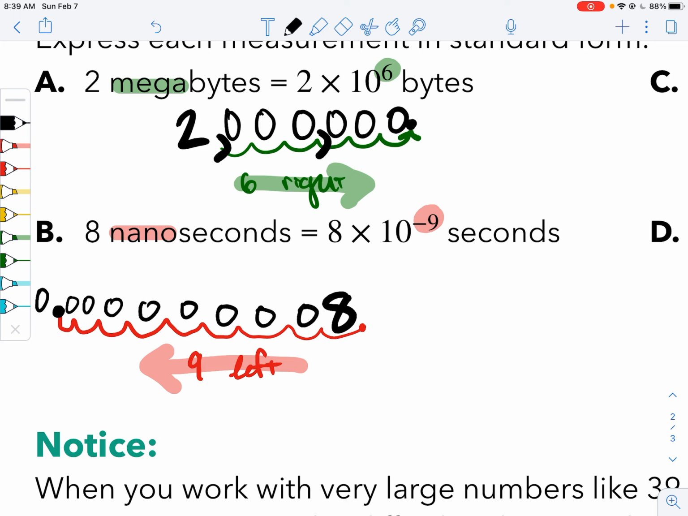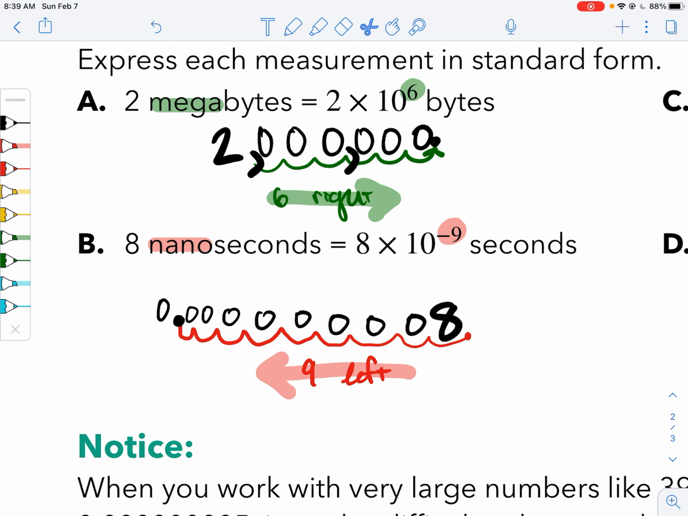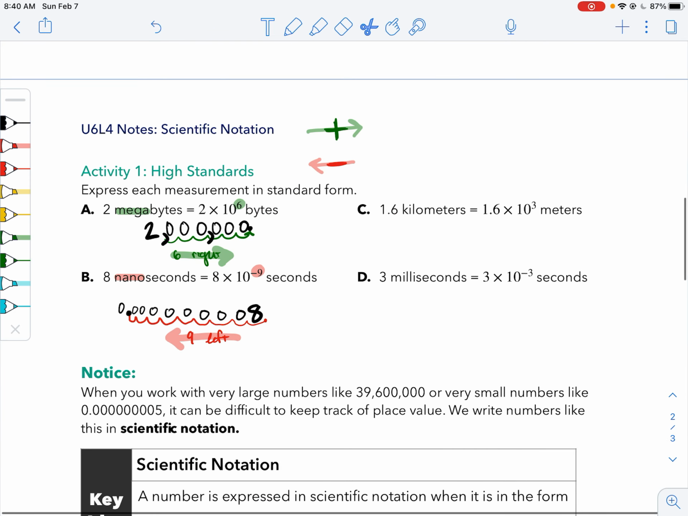zeros this time. So the exponent doesn't always tell you how many zeros there are, unless you want to count the one before the decimal point. That's why I want to emphasize the movement. It's moving 9 places to the left. So there you go. 8 nanoseconds is 8,000 million trillionths of a second. Anyway, it's 0.008. Okay. Now let's see. You got it?